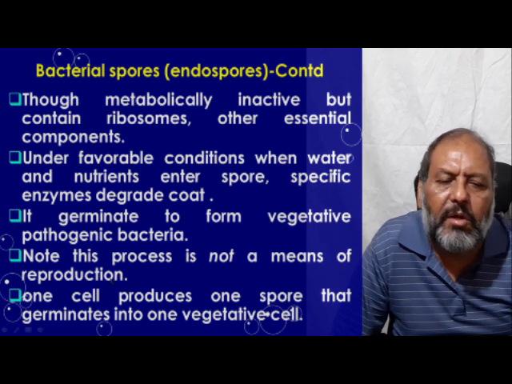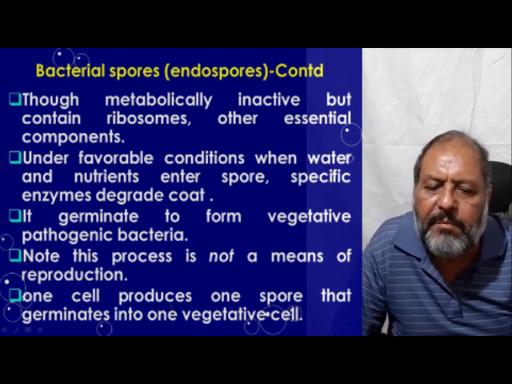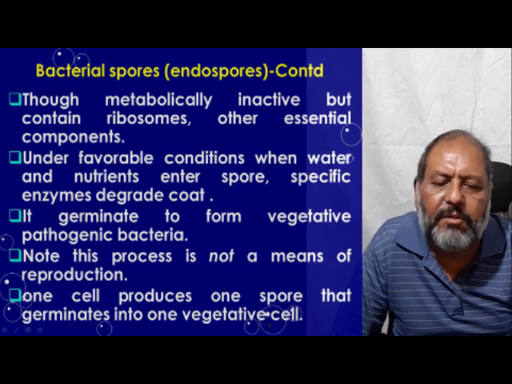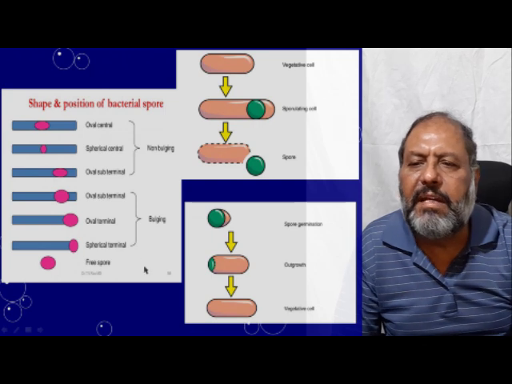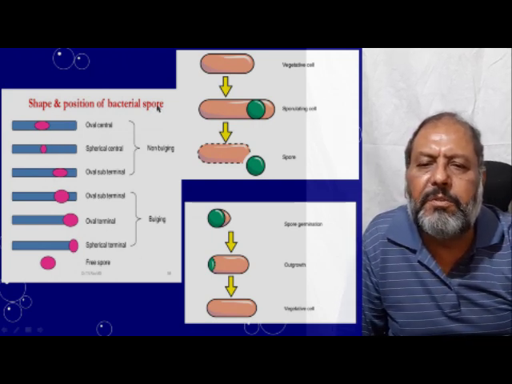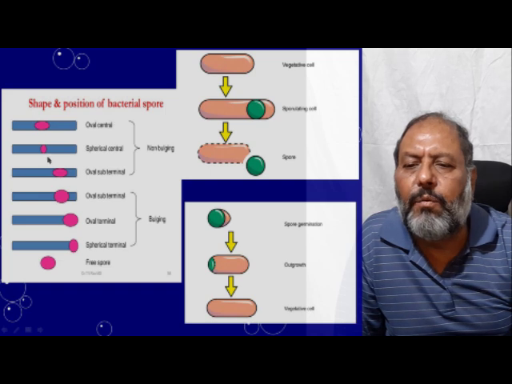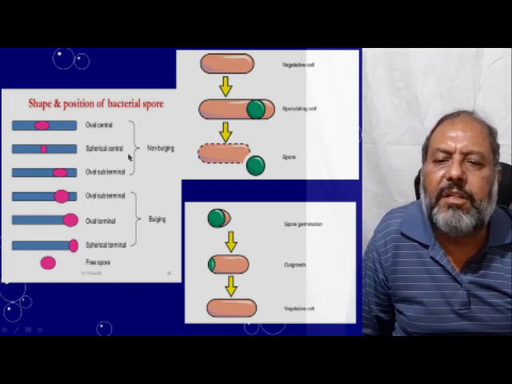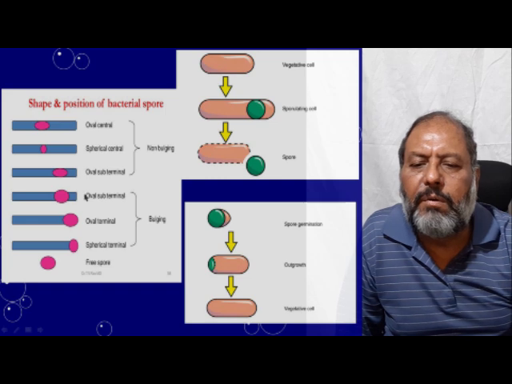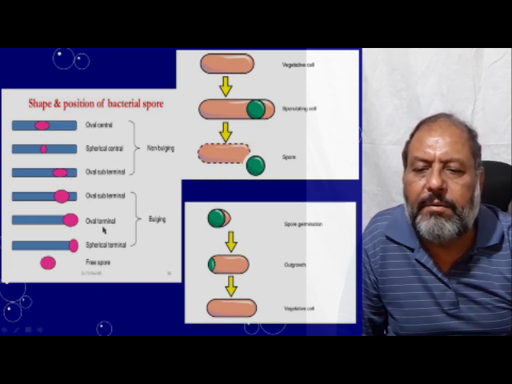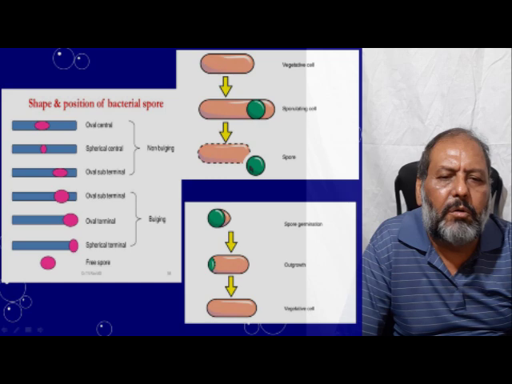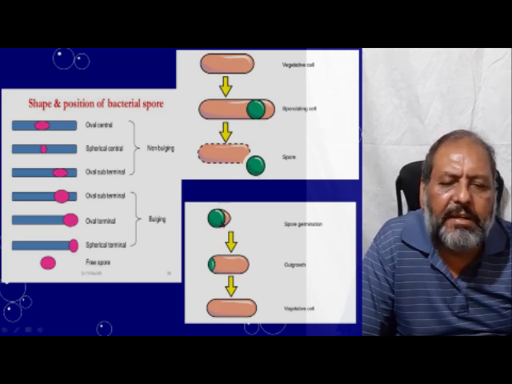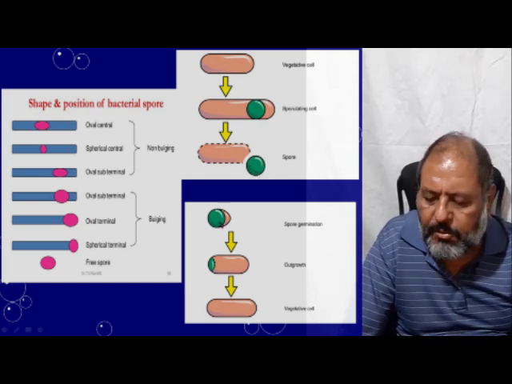Note, this process is not a means of reproduction. One cell produces one spore that germinates into one vegetative cell that is capable of reproduction. So here one can see the shape and the position of the bacterial spores: oval, and here you can see the spherical, oval subterminal, terminal at one end, and oval terminal, and the different shapes at different positions. So the vegetative cell transforms into the spore, and the spore just detaches, and when the favorable condition comes, the spore germinates into the vegetative cell.